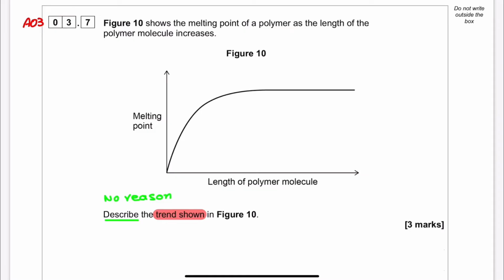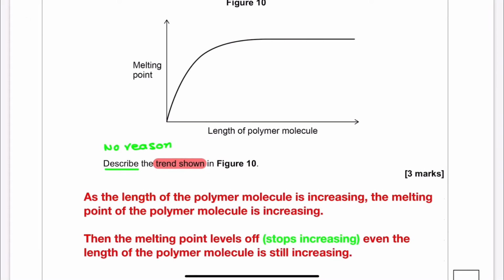Let's see the model answer. In our model answer, as the length of the polymer molecule is increasing, the melting point of the polymer molecule is increasing, which we can see in this part of the graph. Then the melting point levels off or stops increasing, even though the length of the polymer molecule is still increasing.